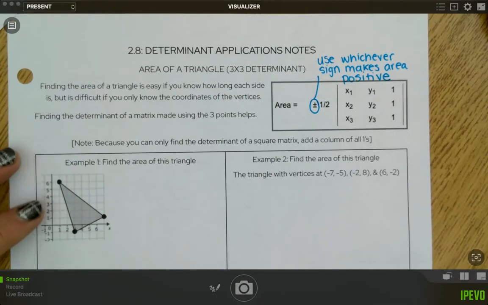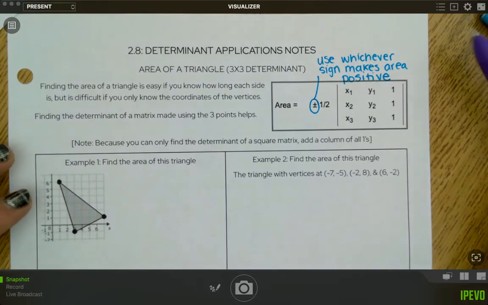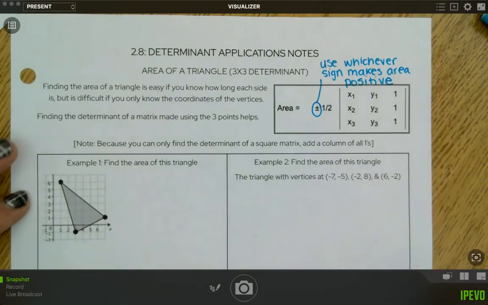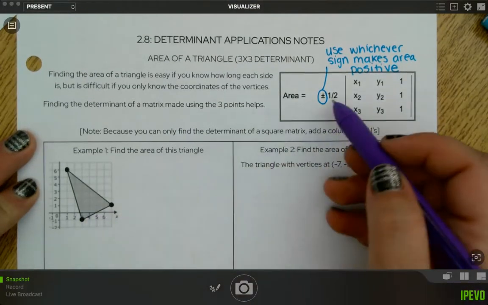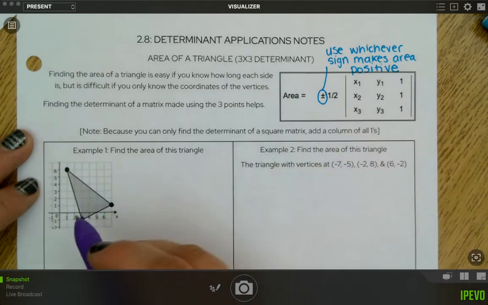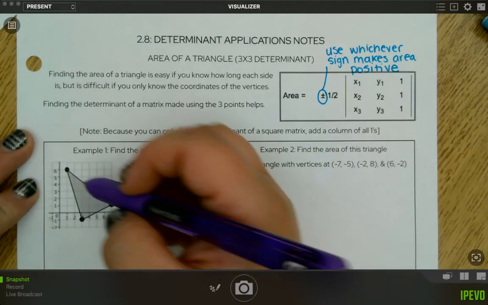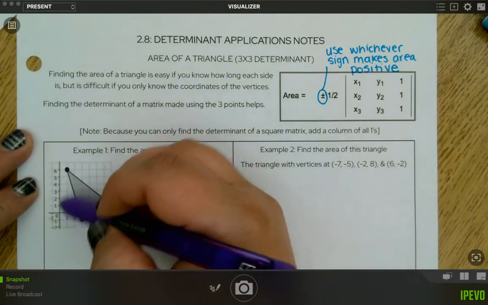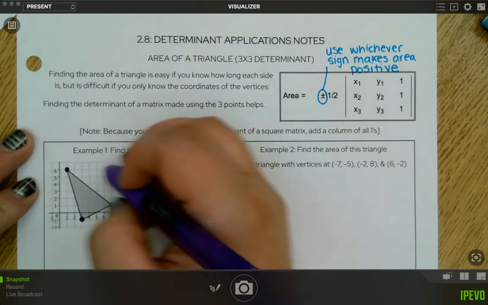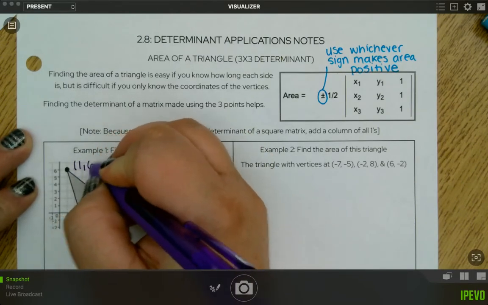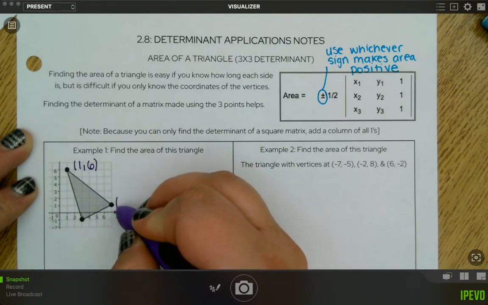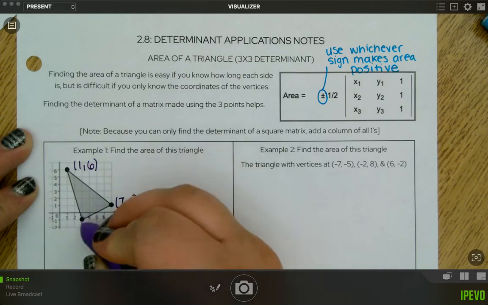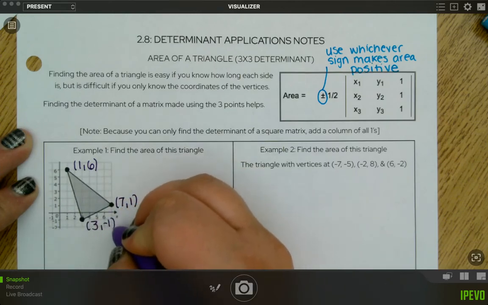Okay, so we're just going to start in on one. Finding the determinant is what we talked about last time. Really, you just have to set it up and then do exactly what we did in 2.7 and multiply it by 1/2 or negative 1/2. So first thing we need to do is decide what the points are. This one is over 1, up 6, so that'd be 1, 6. This one is over 7, up 1, so that would be 7, 1. And this one is over 3, down 1, so that would be 3, negative 1.